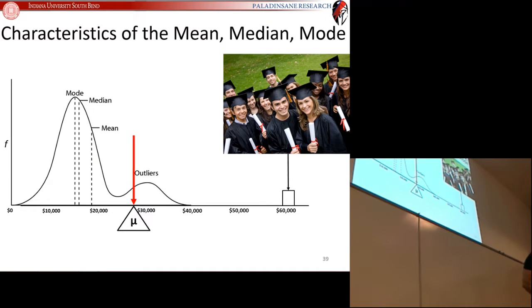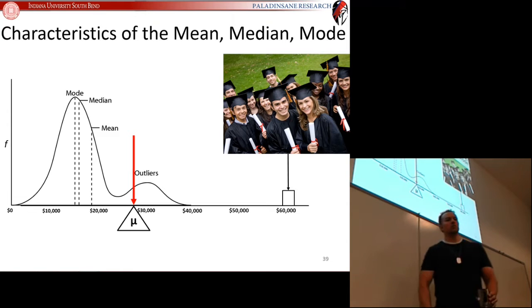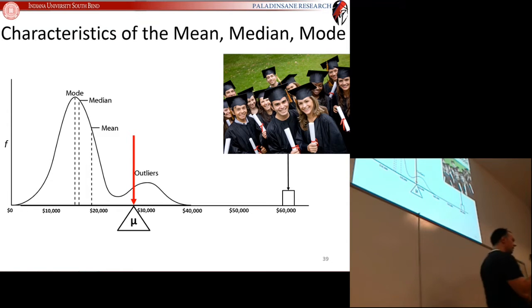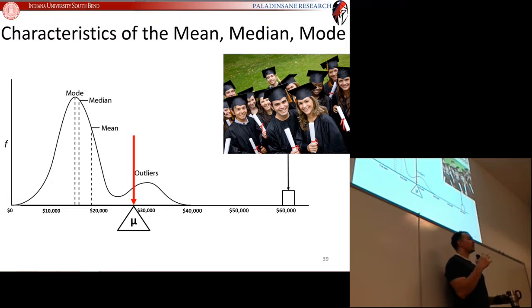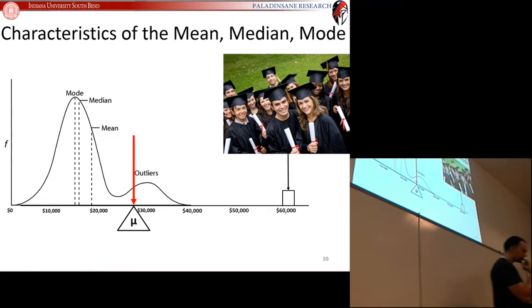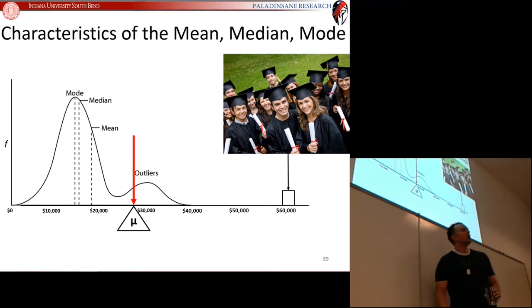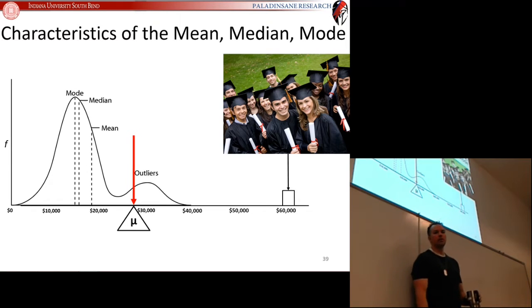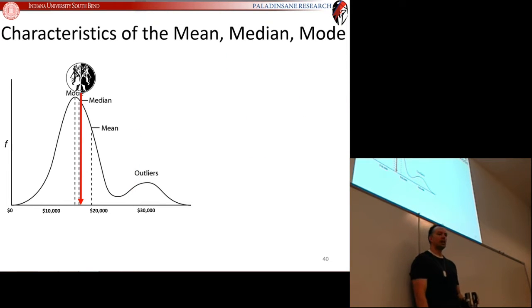So in this case, as a psychologist, you would be incorrect, and it would not be representative to use the mean for this distribution because of those outliers. So what can you use? Well, you can use some of the other measures.